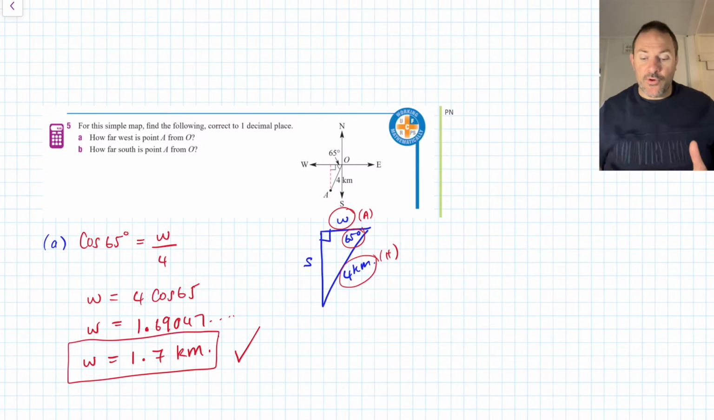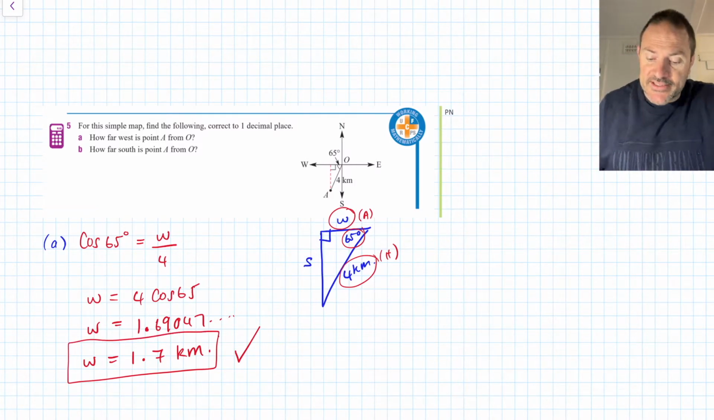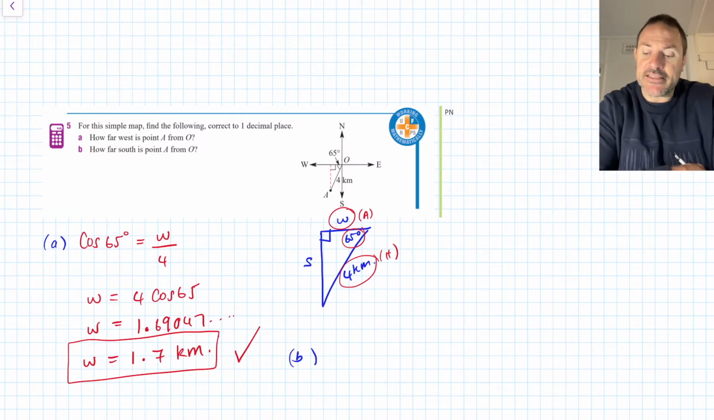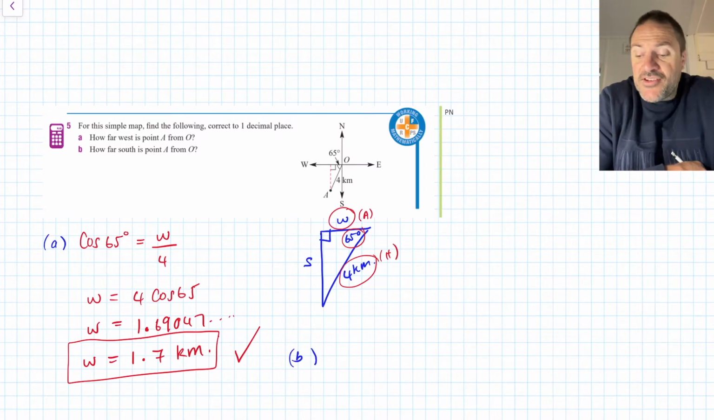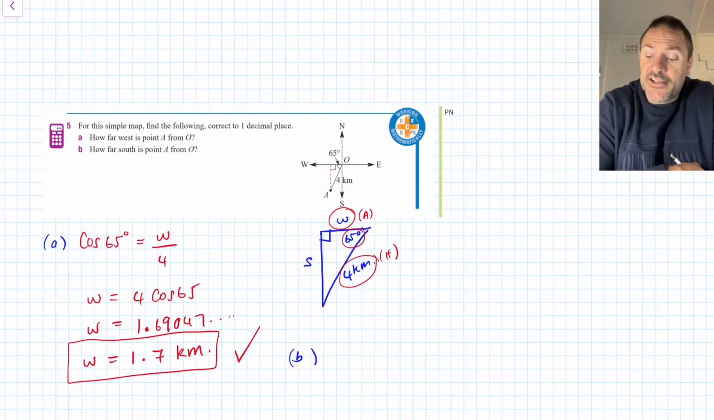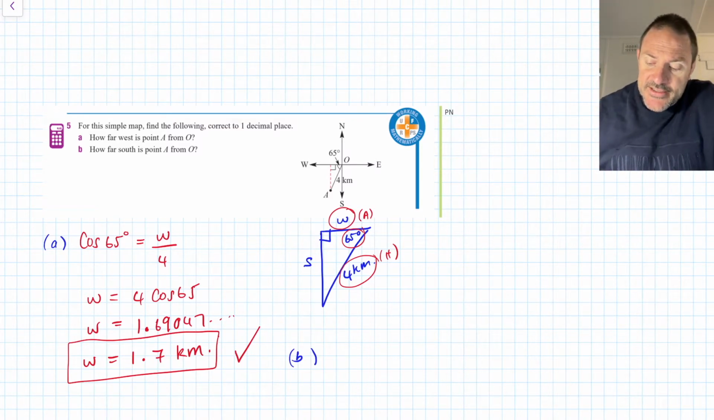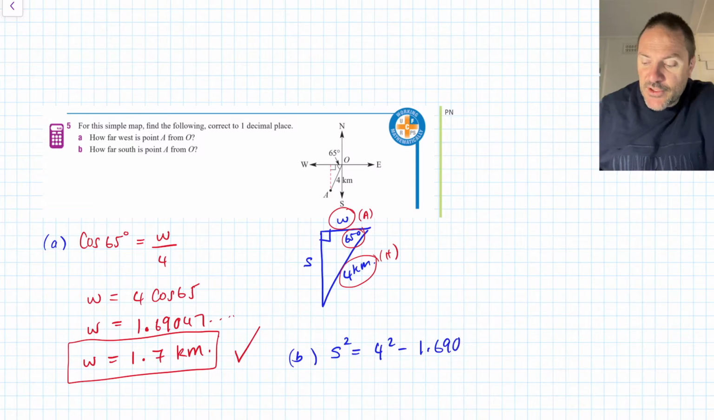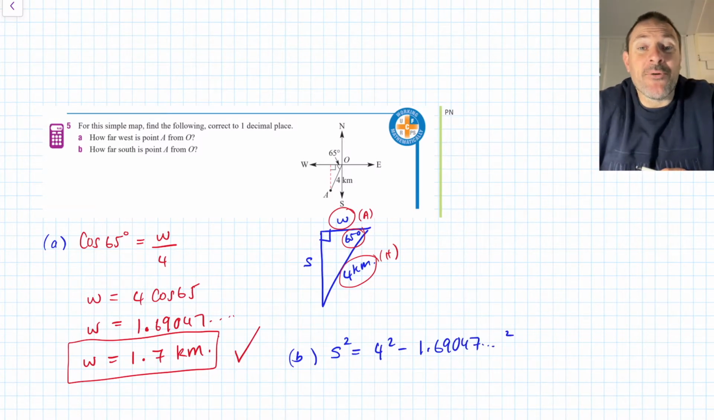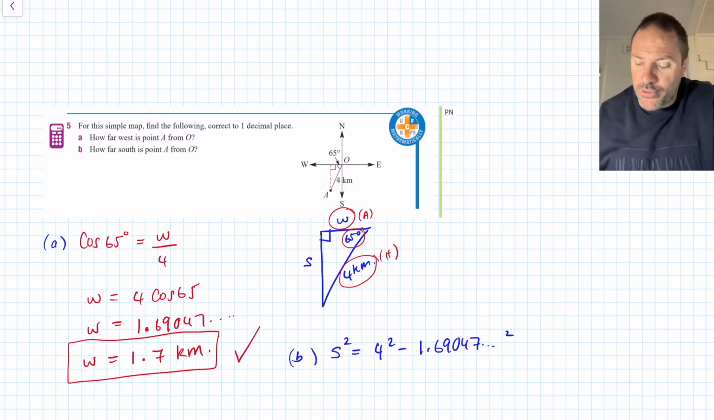Now, you have another option, or 2 options, I guess, to then answer part B, because part B says how far south is it? What you've actually got there is a right angle triangle, and you know 2 sides, so technically speaking, I can just use Pythagoras, albeit I've been given the longer side, so we're finding the shorter side. So to find S, we can say 4 squared, take away 1.69047 dot dot dot squared. Remembering, if I'm going to do it this way, I'm going to need to use the exact number, so my answer button will probably be better. And also remembering that we are given what S squared is.